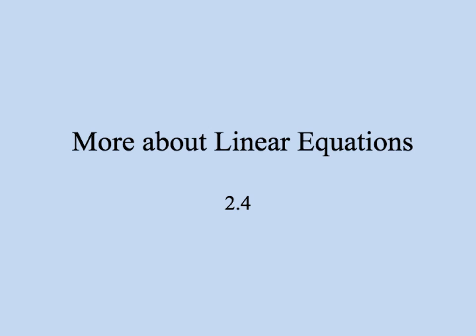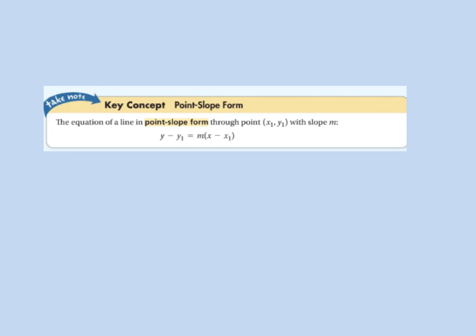More about linear equations. What? There's more? There sure is. First, point-slope form. You should write this down and label it point-slope form if you are unaware. One thing a lot of people mix up in here is that this y and this x stay as x and y all the time. They do not get plugged in for any numbers in this form.